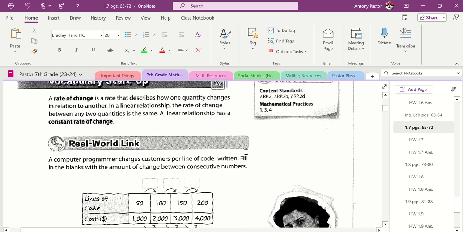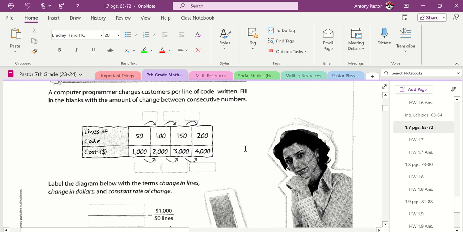So, a rate of change is a rate that describes how one quantity changes in relation to another. In a linear relationship, the rate of change between any two quantities is the same. A linear relationship has a constant rate of change. So basically when we graph this, it should have the same rate of change from one x coordinate to the next x coordinate. And the same thing with the y coordinate.